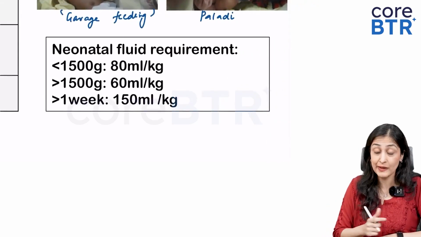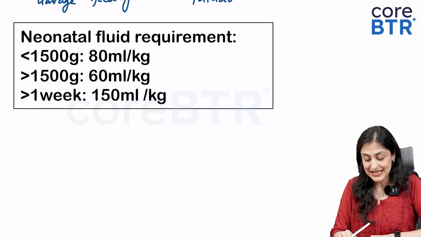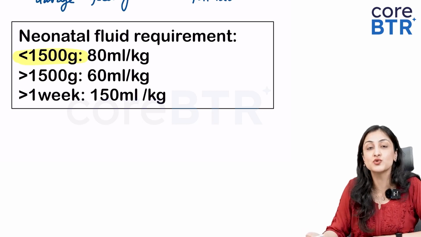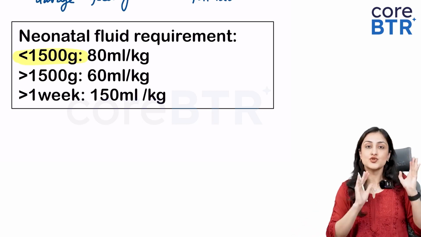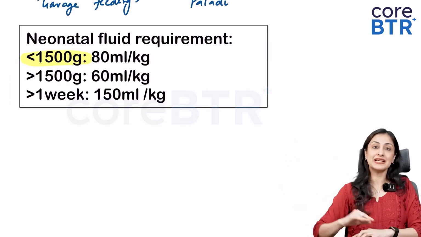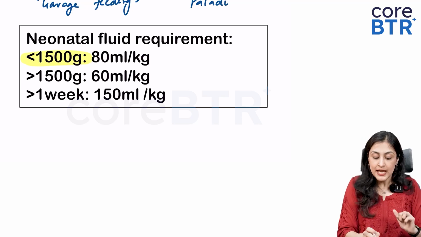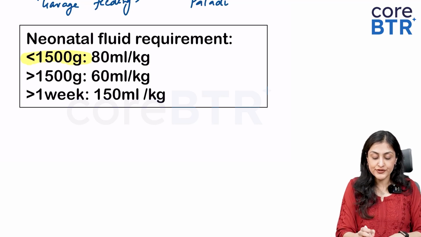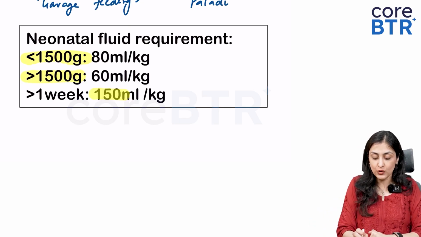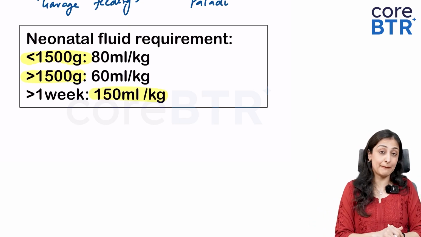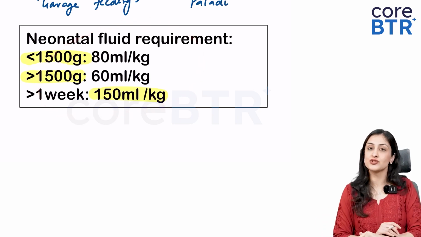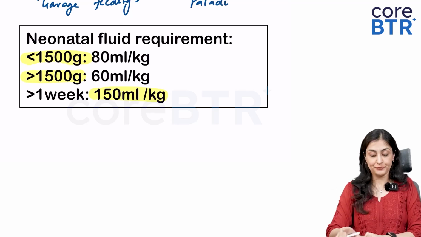Going to the fluid requirement, so there's one FMG PYQ on this, right? So again, facts. So smaller babies will need more fluid because they have to catch up, right? So remember that. So less than 1500 gram, 80 ml per kg, and then it subsequently keeps increasing on a daily basis. More than 1500 gram, on the first day you give 60 ml per kg, and it keeps on increasing. And after a week, almost everybody is at 150 ml per kg requirement. All right. So this is what is the fluid requirement. So factual question can be asked from here.